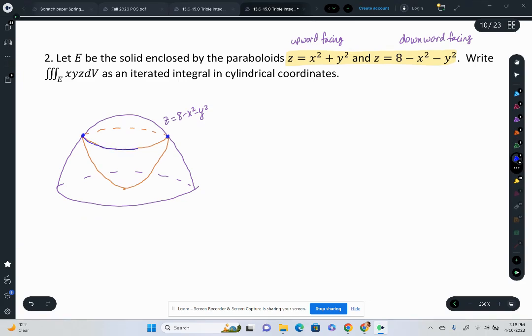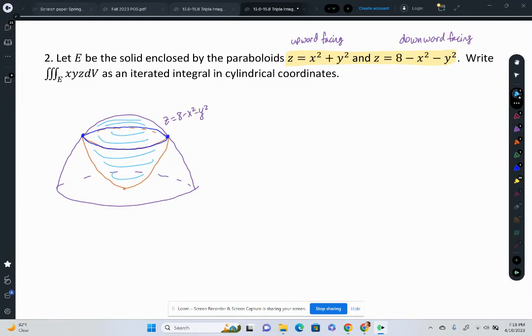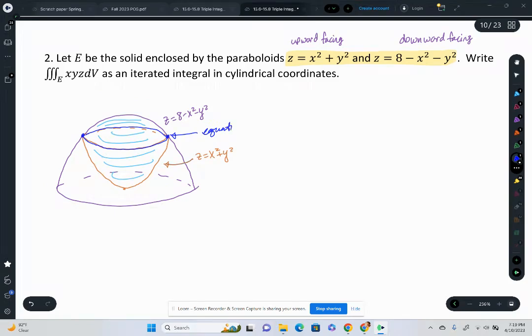And they actually intersect all the way around here, because the bottom paraboloid is going to cut through the upper paraboloid, okay? And then the space that's enclosed by the paraboloids is all of this in here. All the stuff above the orange paraboloid and below the purple paraboloid. And the orange paraboloid is the z equals x squared plus y squared. Okay, now we need to get the equation of intersection.